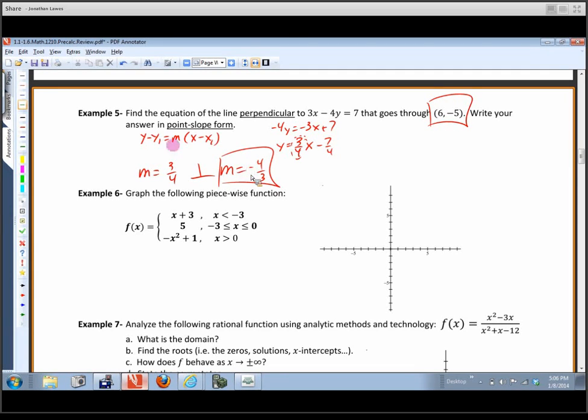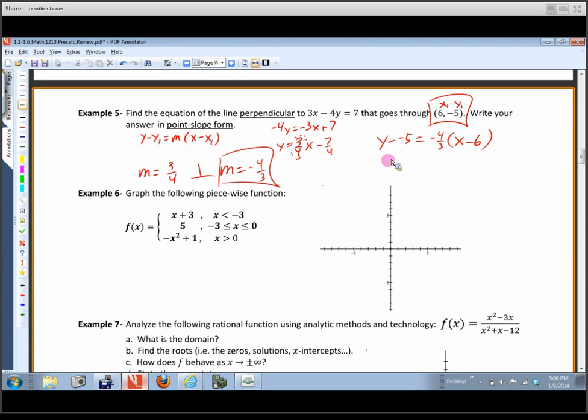And the nice thing about point-slope form is all we have to do is just plug that in. So we write y minus, this is x1 and this is y1. So this is minus minus 5. The slope is negative 4/3, and then x minus whatever x1 is, that's going to be a 6. So there's what we've got.